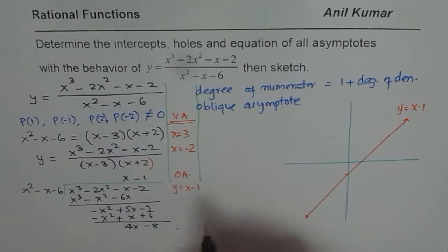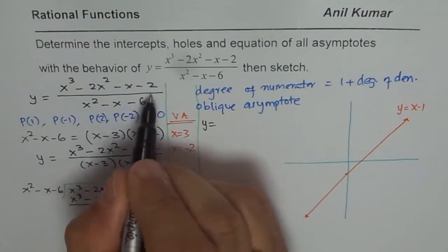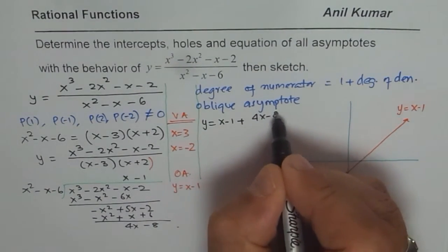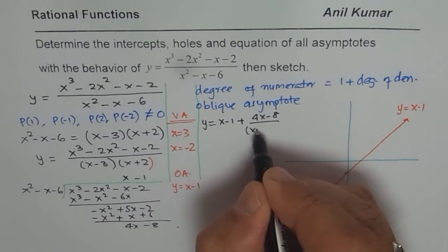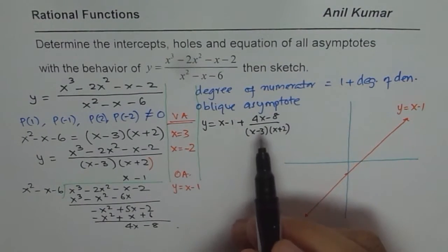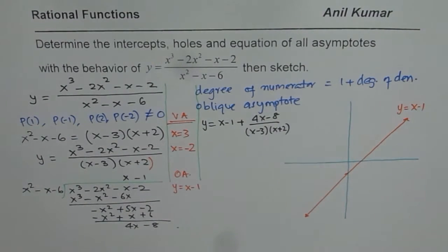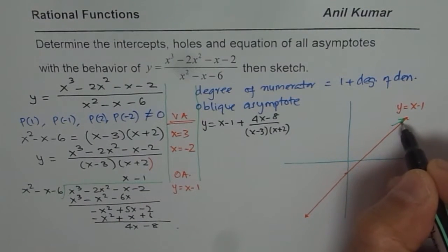Let us check that. You could write this equation as y equals x minus 1 plus the remainder, 4x minus 8, divided by the quadratic, which in factored form is x minus 3 times x plus 2. We will sketch this equation, correct? If x is very large, we have something positive. So that means we are approaching the oblique asymptote from above, from this side. Do you see that part? That is the behavior near the asymptote.